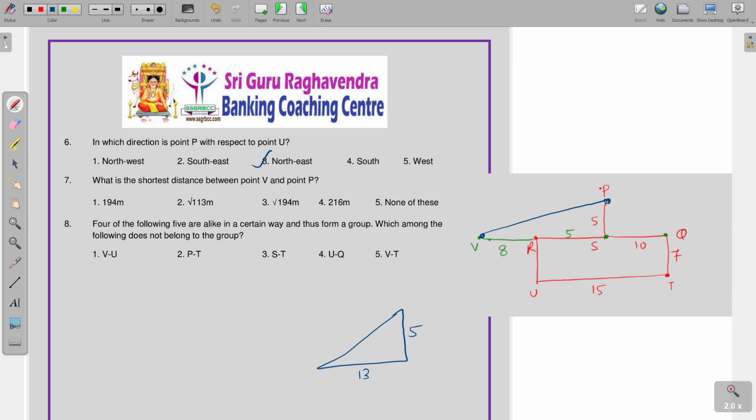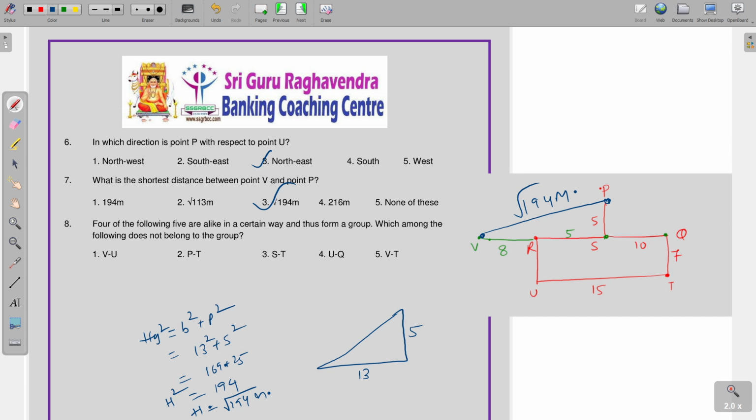So, apply Pythagoras theorem here. Hypotenuse square equals base square plus perpendicular square. Then 13 square plus 5 square, 169 plus 25, 194 meters, it is hypotenuse square. Then the hypotenuse is root 194 meters. So, the distance from point V to point P is root 194 meters. Option 3 is the answer.